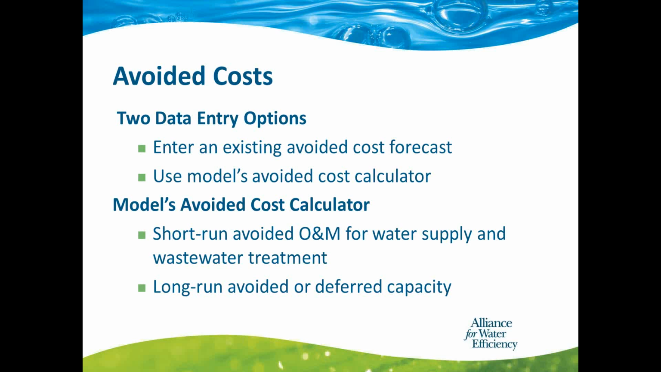So the model's built-in avoided cost calculator looks at short-run avoided costs related to water supply, and if you provide wastewater service, you can also enter avoided costs related to that, and then long-run avoided costs related to deferred capacity expansion.